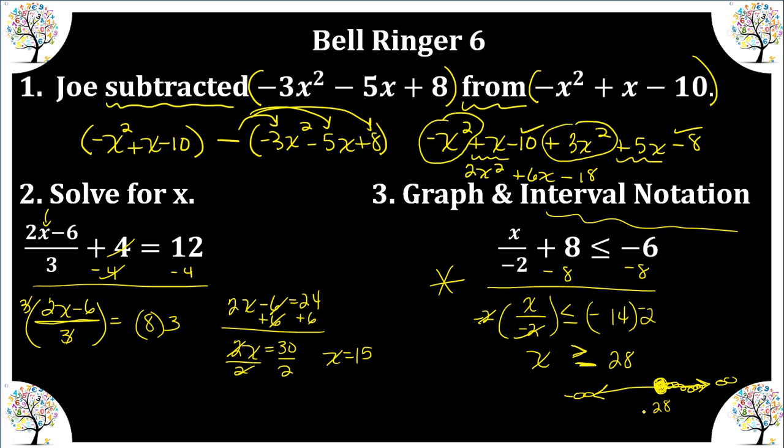So when we write interval notation, we're going to start and just follow the shading. So because this is included, it's closed, we use a bracket. 28, comma, represents all the shading, infinity, and then parenthesis.